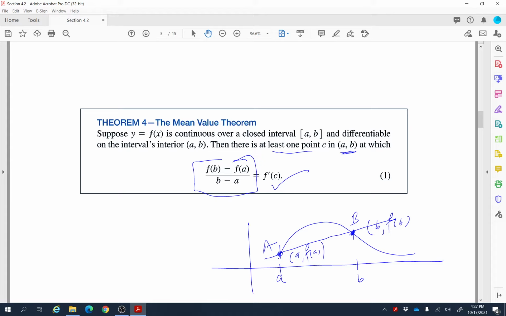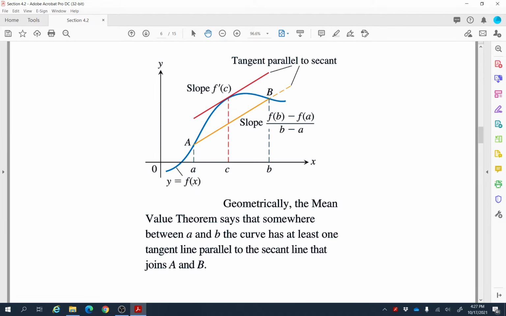So the meaning of the mean value theorem is, if you have a continuous and differentiable function defined on the closed interval [a, b], then there should be at least one point inside this interval such that if you draw the tangent line at that point, the slope of that tangent line would be equal to the slope of this secant line, because the slope of the tangent line at C is the derivative of the function at C. So that is the meaning of the mean value theorem, its geometrical interpretation.